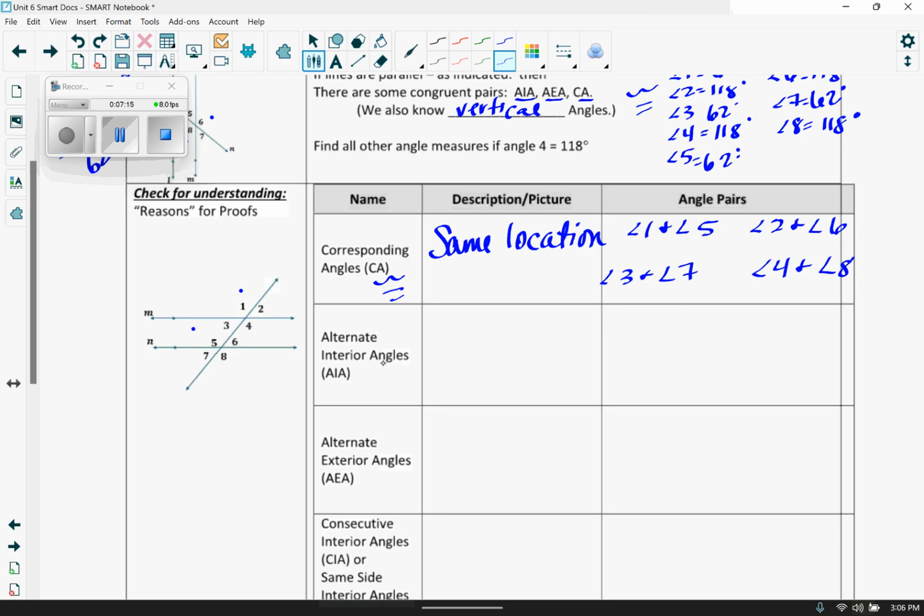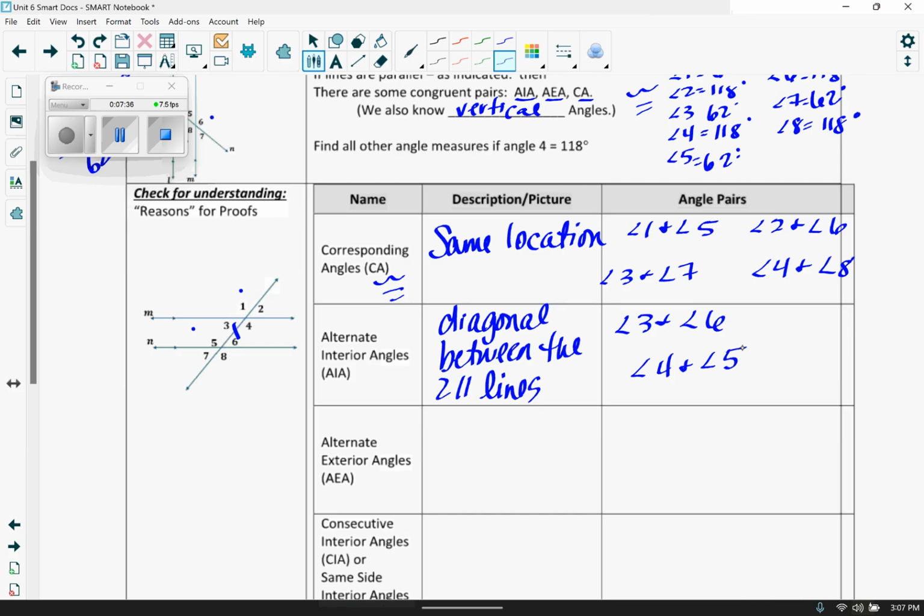Alternate interior, that's going to be diagonal, between the two parallel lines. Okay, alternate, diagonal from each other, so like angle 3 and angle 6, angle 4 and angle 5. Those are also going to be congruent.